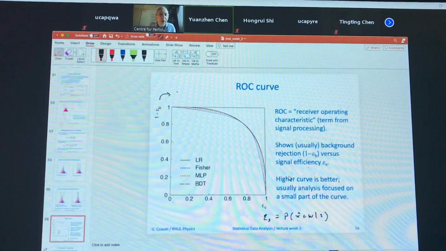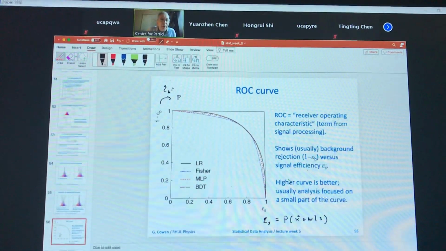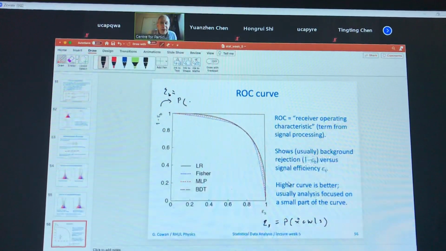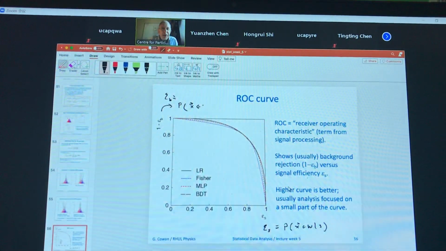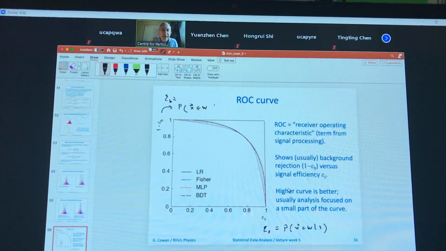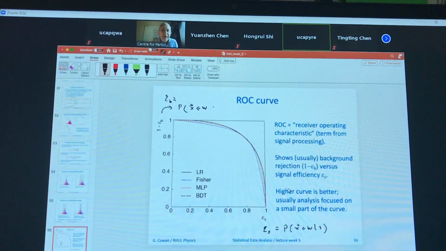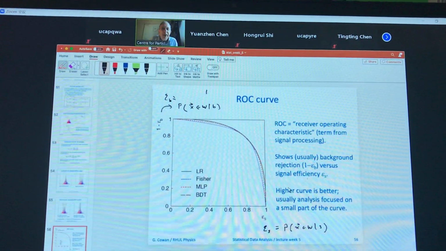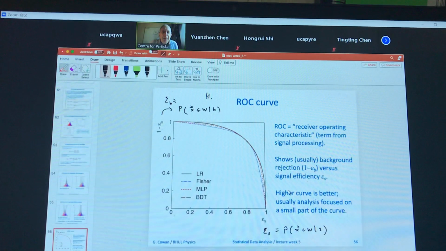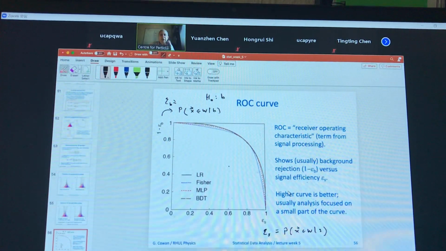It was the probability, so background efficiency, not 1 minus the background efficiency, was the probability that the data vector x was in the critical region of the test, given the event is of the background type. And remember that the hypothesis that we're testing is that the event is of the background type.